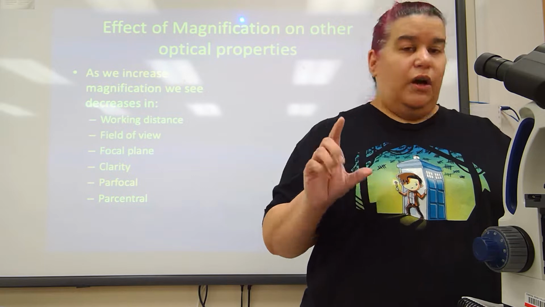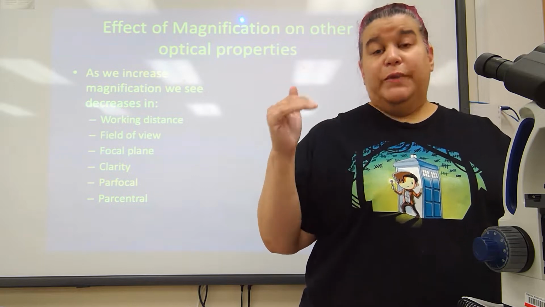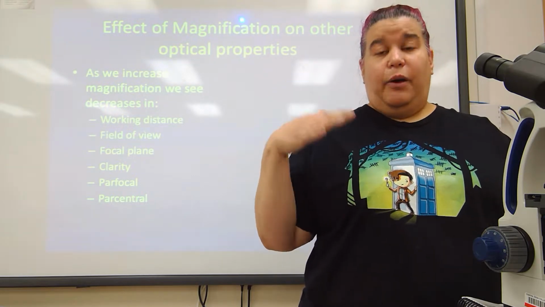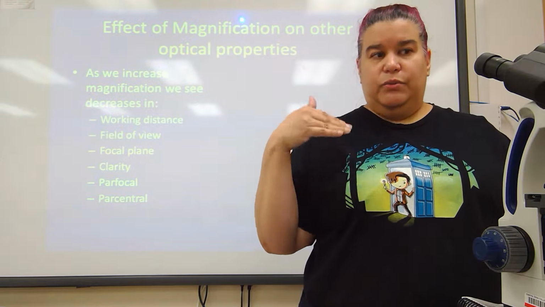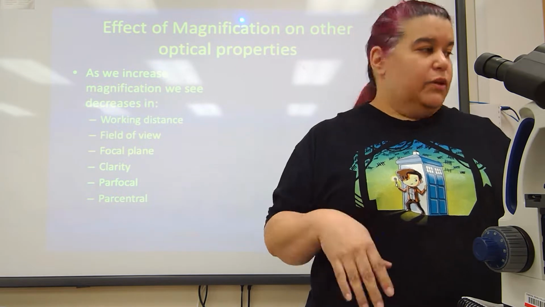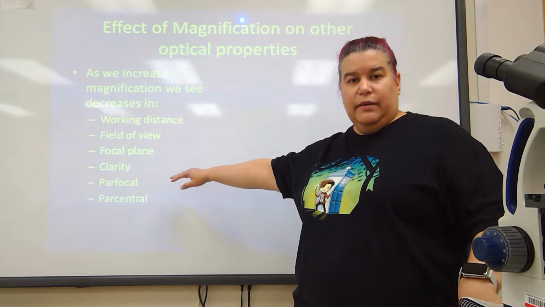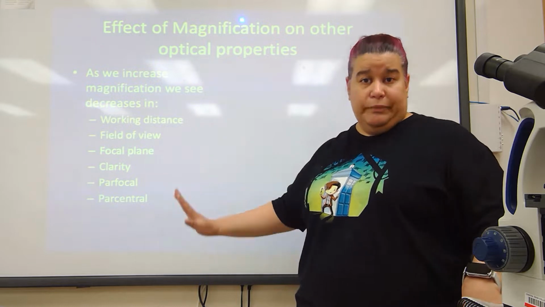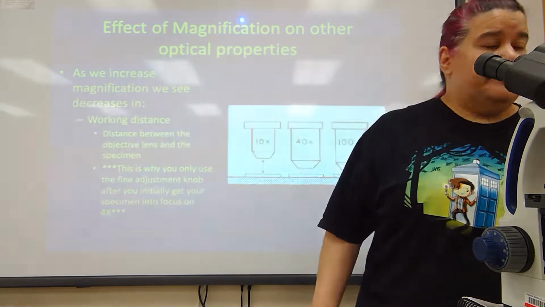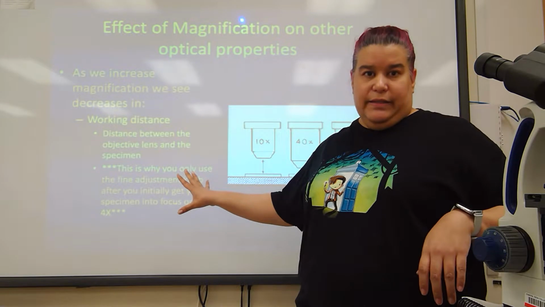Okay, so let's talk about terminology and properties that you have to consider when using a microscope. So we've got working distance, field of view, focal plane, clarity, parfocal, parcentral. So let's talk working distance.